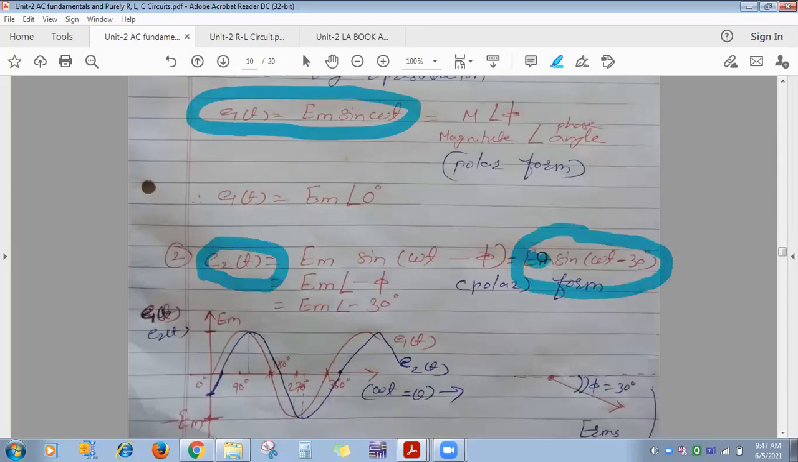What about the peak of both waveforms? Is it the same? E1t and E2t, is the peak the same or different? Peak is same. What about their nature? Are both waveforms purely sinusoidal?